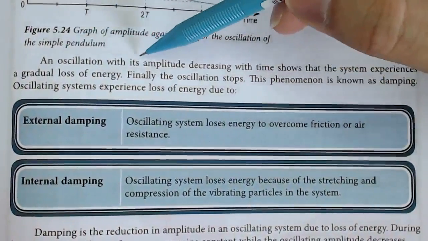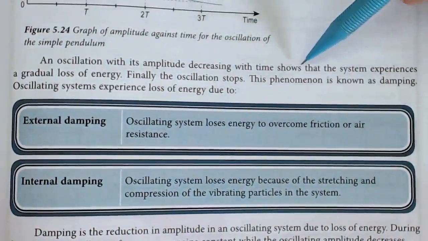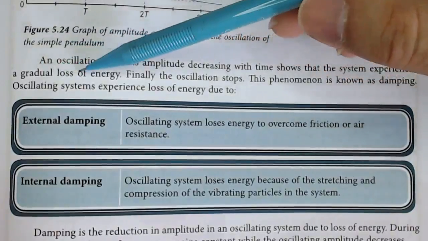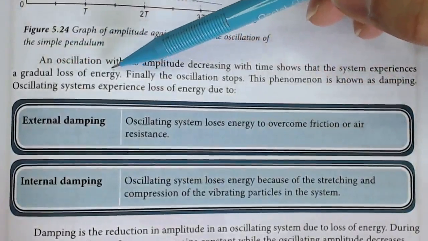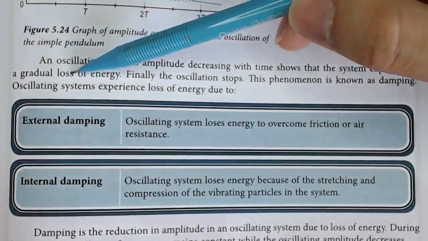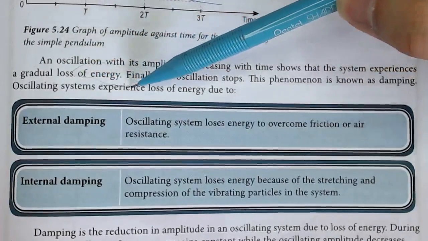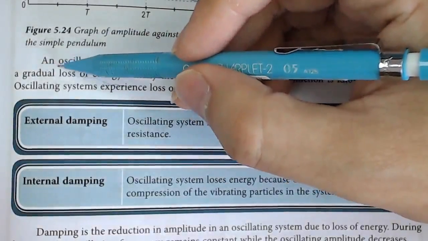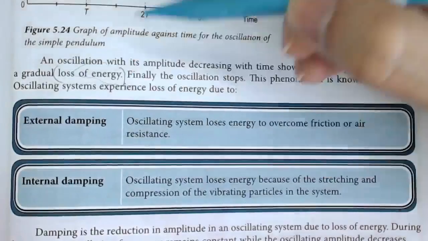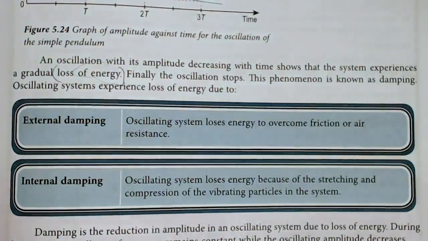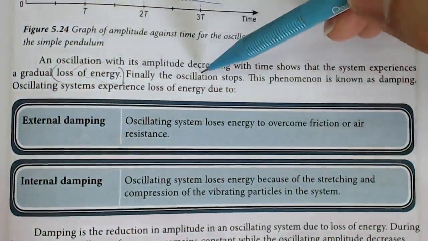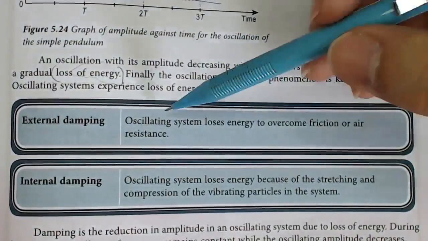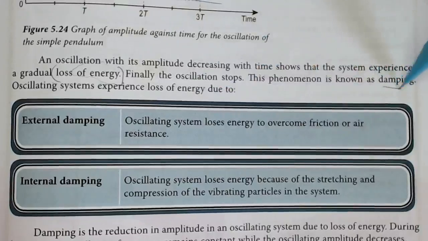An oscillation with its amplitude decreasing with time shows that the system experiences a gradual loss of energy. And here it is, the cause of the damping. The loss of energy is the reason why damping happens. Finally, the oscillation stops. This phenomenon is known as damping.